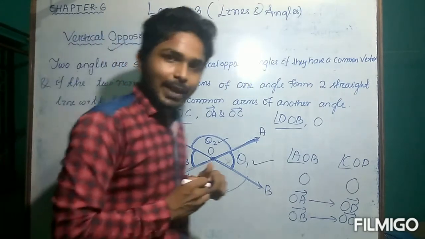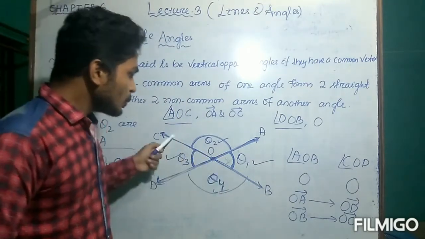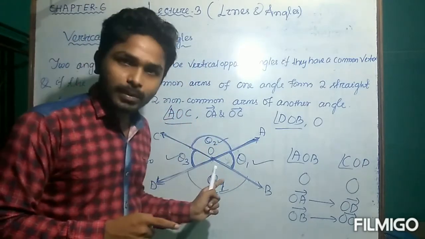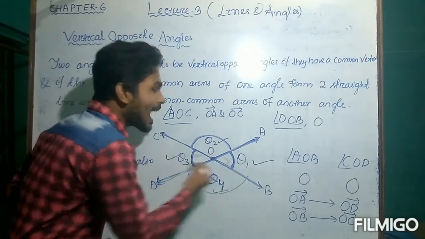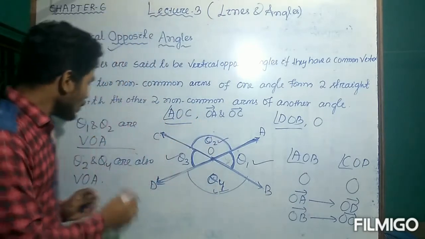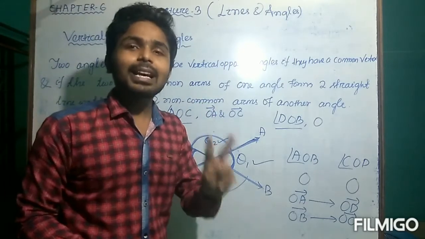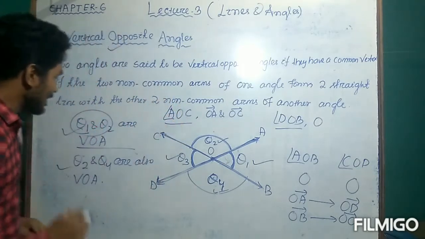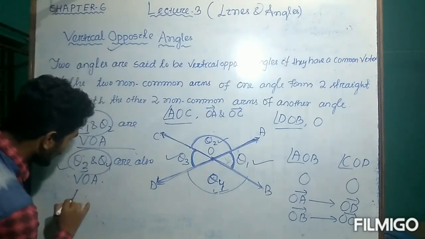So what conclusions do we get from this figure? Whenever two straight lines cross each other, totally four angles are formed, out of which the two opposite angles are vertically opposite angles. So we get two pairs of vertically opposite angles. This is the first pair, pair means two, right? This is the second pair. Okay, so you can note it down.